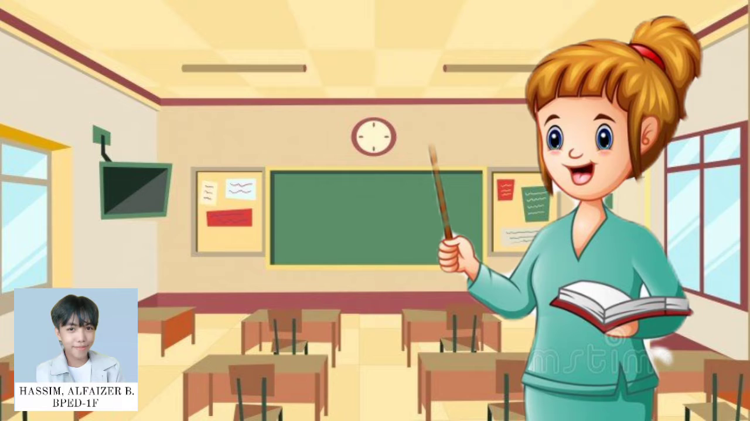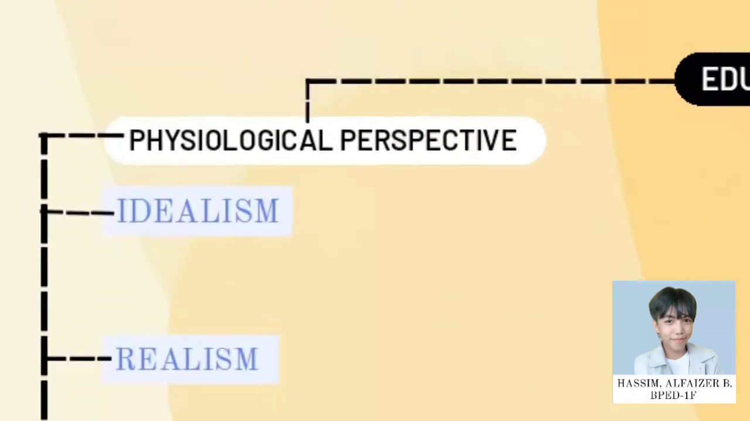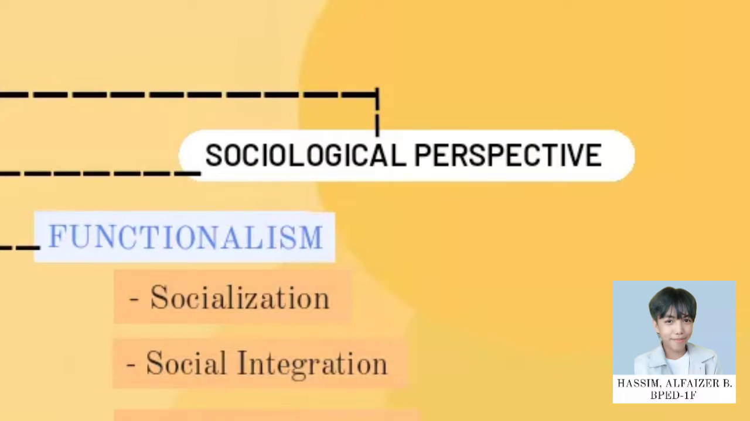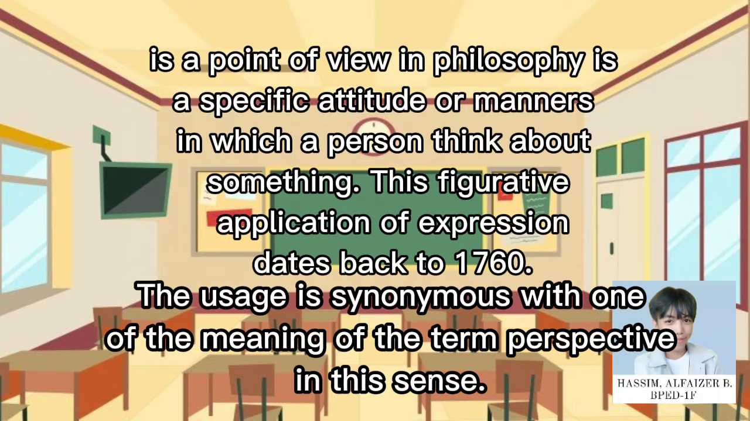And now, let us proceed to the graphic organizer. In a graphic organizer, there are philosophical perspective and sociological perspective. First, what is philosophical perspective? Philosophical perspective is a point of view, and a philosophy is a specific attitude or manner in which a person thinks about something. This figurative application of the expression dates back to 1760. The usage is synonymous with one of the meanings of the term perspective.